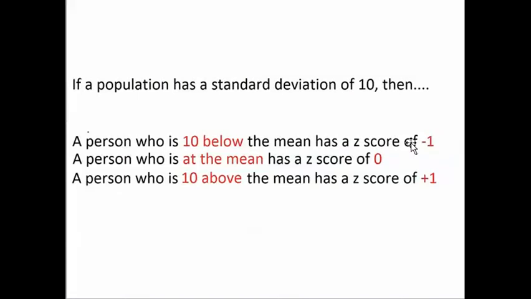For example, if the mean of the class was 70, then a student who's right at 70 would have a z-score of 0 because a student who's right at the mean always has a z-score of 0. A person in the class with an exam score of 80, which is 10 above the mean, would have a z-score of +1. And a student in the class with an exam score of 60, which is 10 below the mean, would have a z-score of -1.